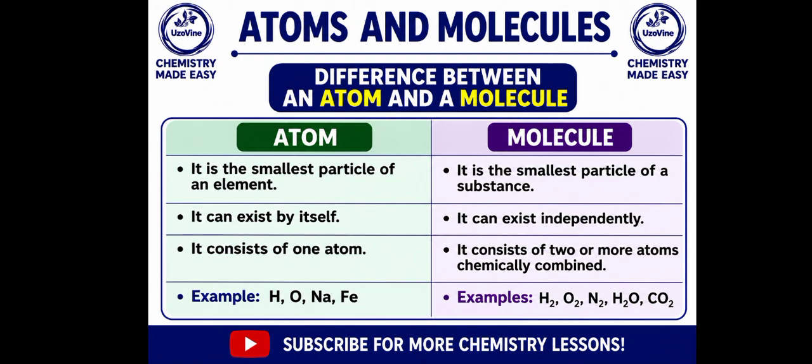Let's look at the difference between an atom and a molecule. An atom is the smallest particle of an element, while a molecule is the smallest particle of a substance. An atom can exist by itself, while a molecule can exist independently. An atom consists of one atom, while a molecule consists of two or more atoms chemically combined.